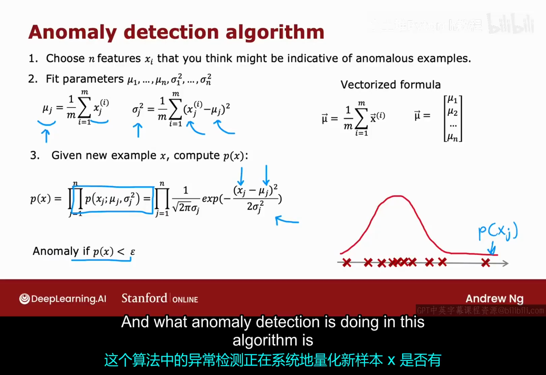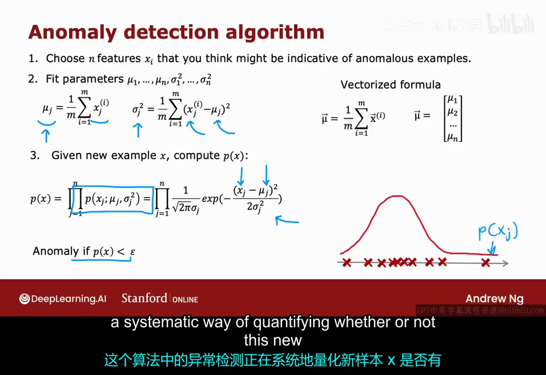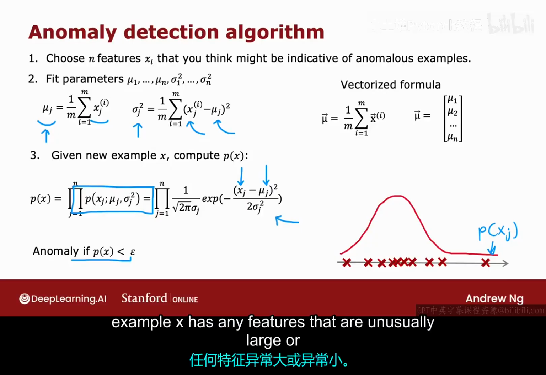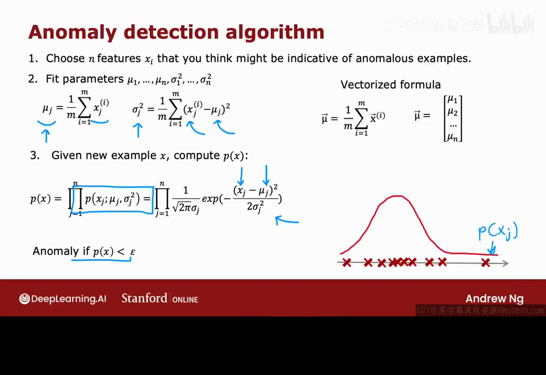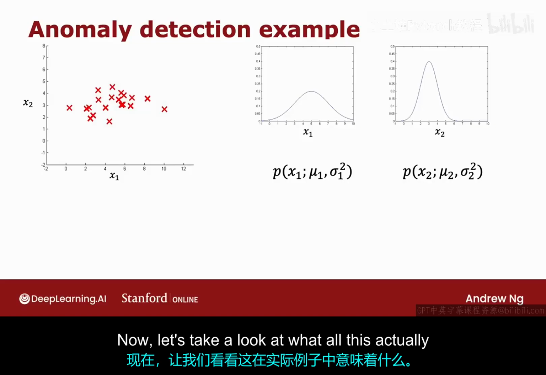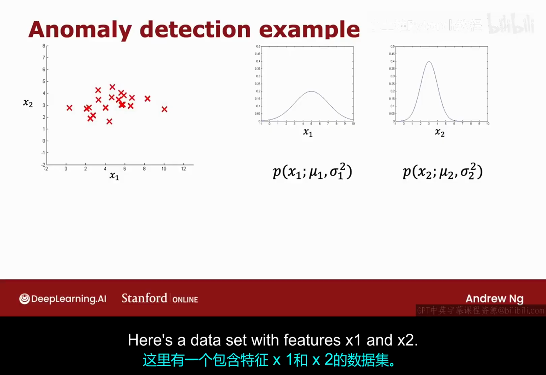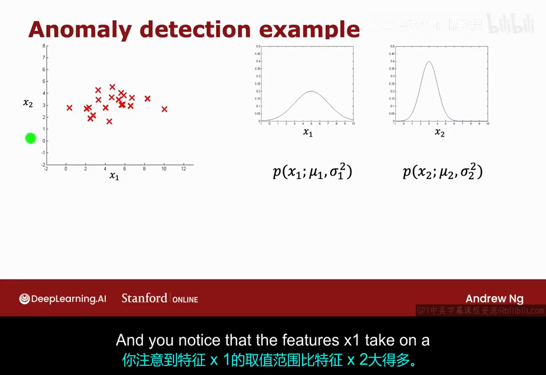And what anomaly detection is doing in this algorithm is a systematic way of quantifying whether or not this new example x has any features that are unusually large or unusually small. Now, let's take a look at what all this actually means on one example. Here's a data set with features x1 and x2. And you notice that the features x1 take on a much larger range of values than the features x2.